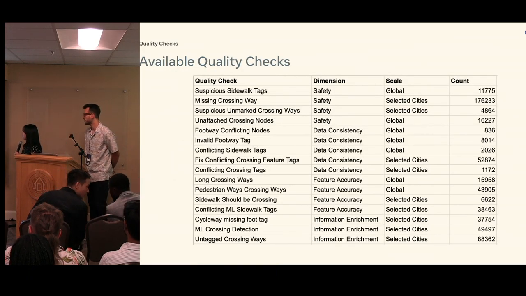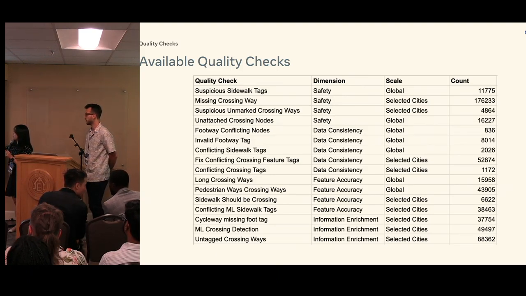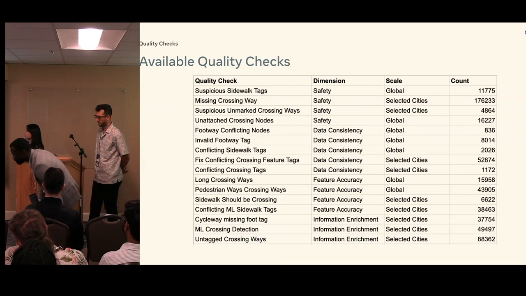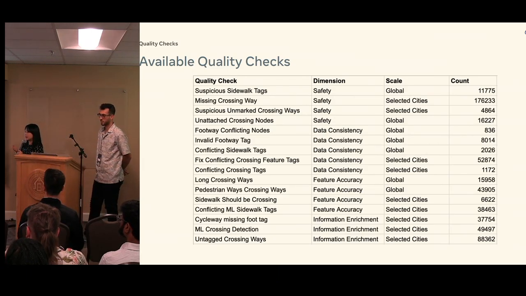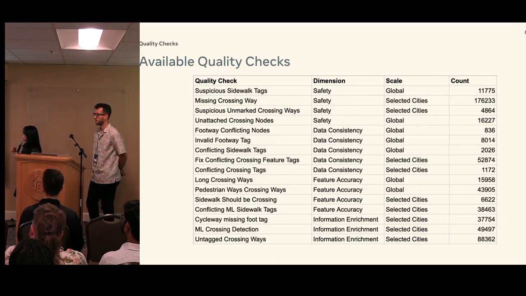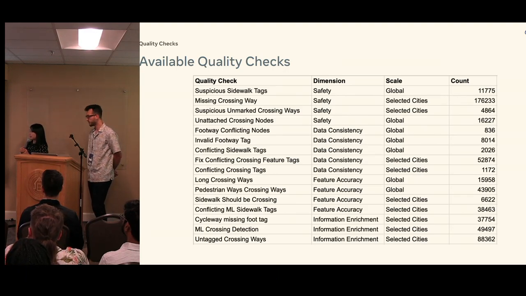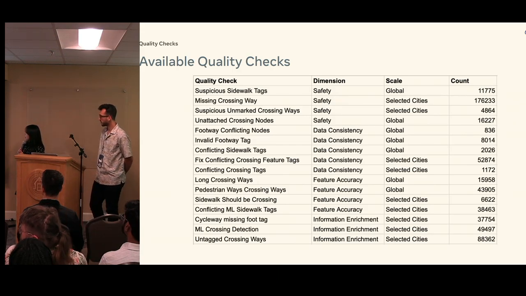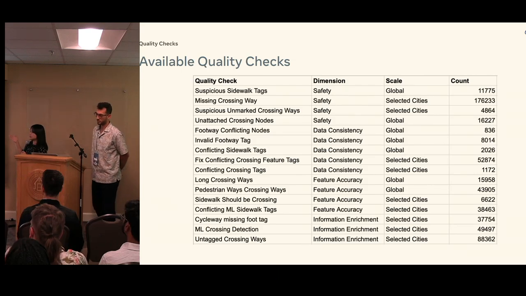And so far, we have developed 16 integrity checks within the four dimensions. For example, the suspicious sidewalk tags check focuses on flagging highways that have high speed limits and high lane counts, but at the same time still have sidewalk tags. So we flag these issues and encourage users to validate whether the sidewalk is legit. The other example is the conflicting sidewalk tags. Whenever a highway has both the sidewalk tag and the sidewalk:both tag and the values are different, it will be flagged by this quality check and users are encouraged to validate. Some of these checks have global scale, and some of them only cover selected cities.